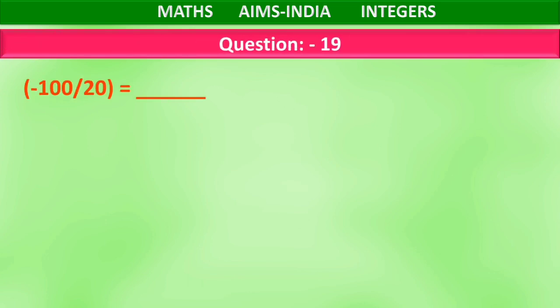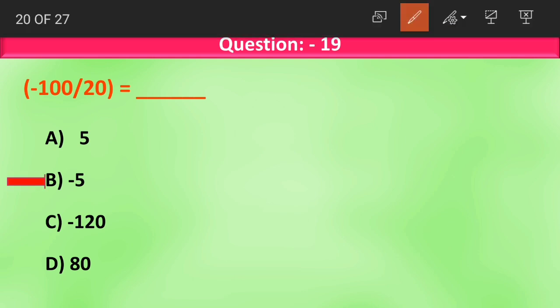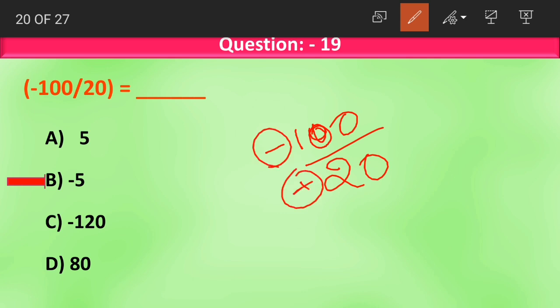Next, question number 19. Minus 100 divided by 20 is equal to dash. Option A 5, option B minus 5, option C minus 120, option D 80. What is the correct answer, class? Yes, very good. Option B, minus 5. See, the given question is minus 100 divided by 20. First let us solve the sign part. One is negative and the other is positive. So the final result will be negative, right?